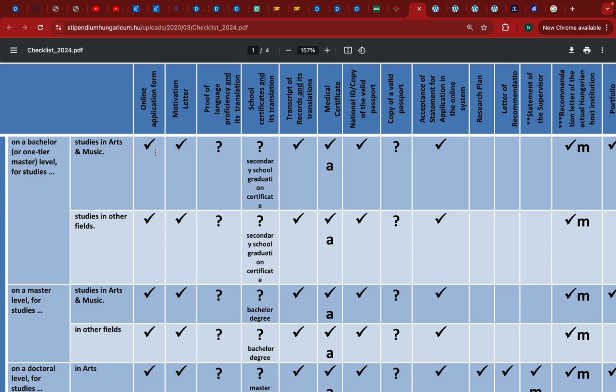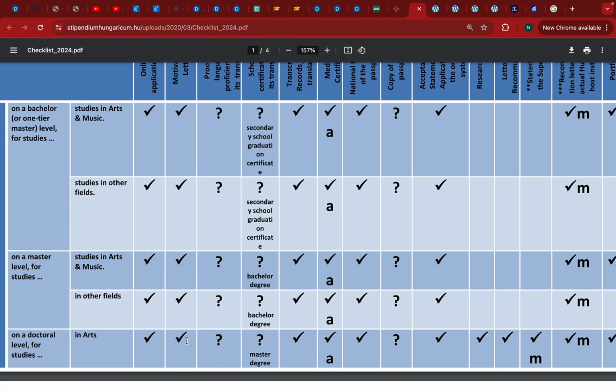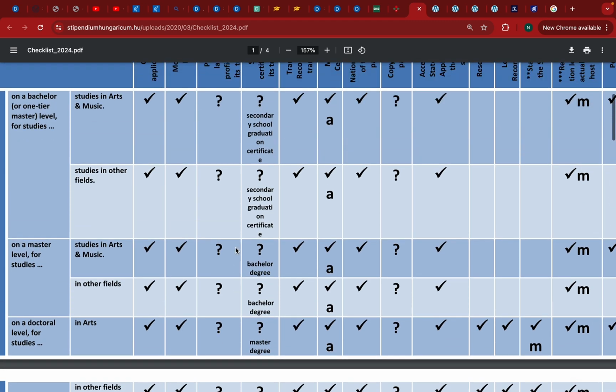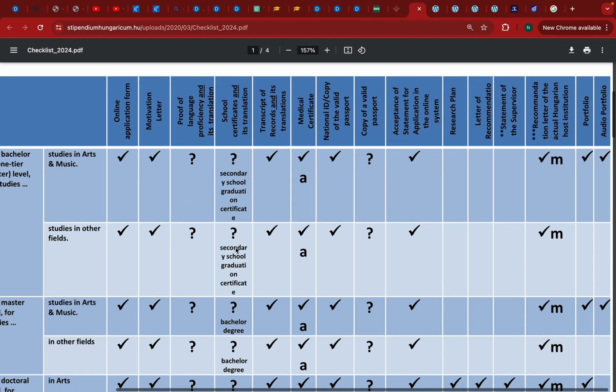If you're applying for bachelor's, master's, doctoral level in arts and music or studies in any other field, you are all required to upload a motivational letter by 15th January. With this application, you don't upload a separate document as a motivational letter. During the application, you'll be given a slot where you have to type in your motivational letter. So you can type your motivational letter, let's say in a Word document, and then you copy and paste in that slot.